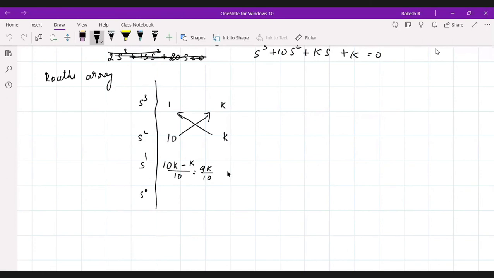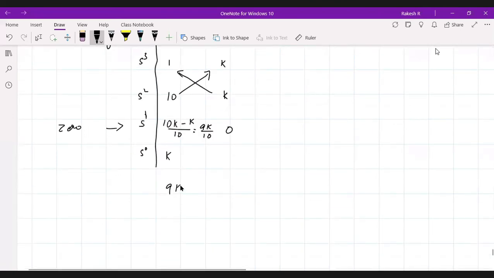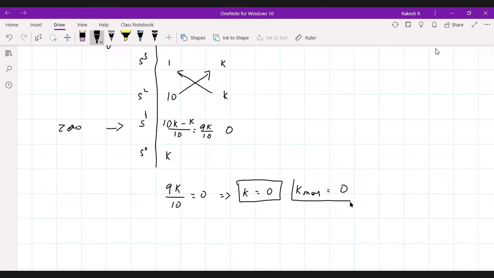And what will be this term? K into 0, this will be 0 here. So this term will be k only. Which term do I need to make completely 0 here? S1, sir. This term should be completely 0. So to make that term completely 0, the value of 9k divided by 10 should be equated to 0. So the value of k will be 0. This is k marginal. The k marginal value is 0.